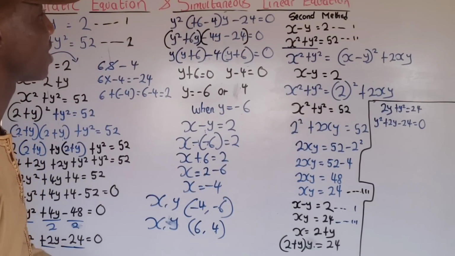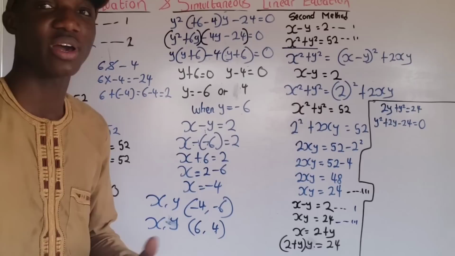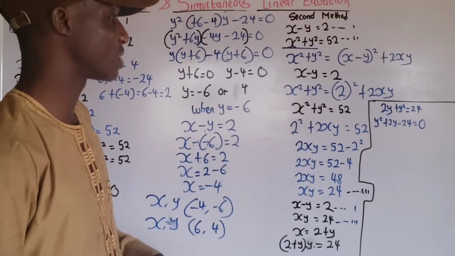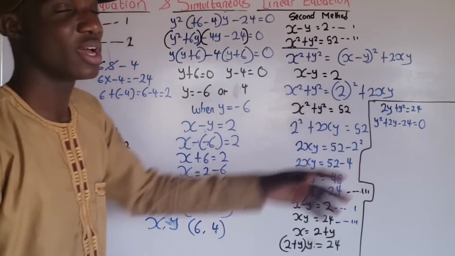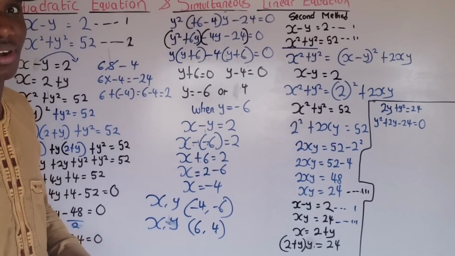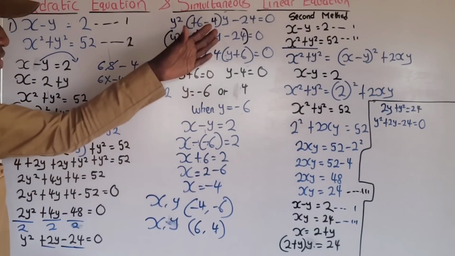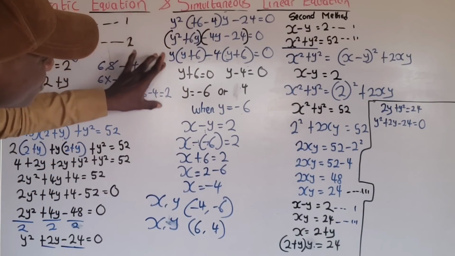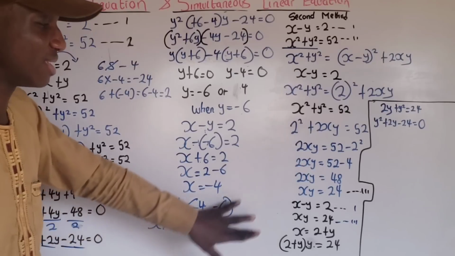And if you want to use the factorization method, you just have to think of two numbers such that if you multiply them, you get negative 24, and if you sum these two numbers together, you get positive 2, like I did in the previous method. So when you get here, just follow this step. You're going to arrive at the same answer.